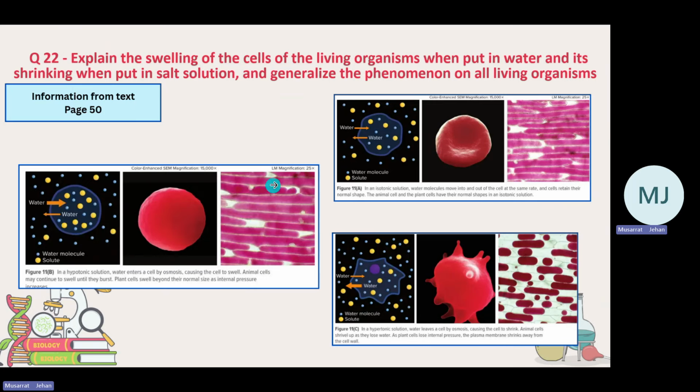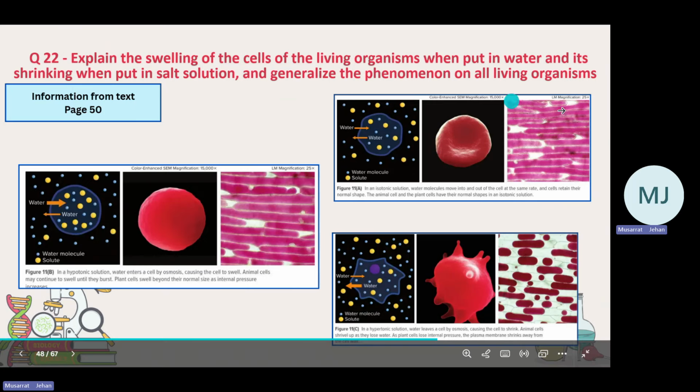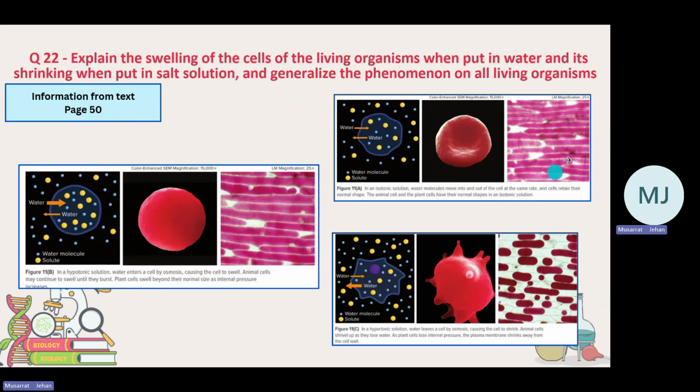So try to find, like in this, there's only one on the top. It's hypotonic. Here they've given you three. This one and this one are similar, or you can see the number of cells is more here and less here, shown in this figure. In an isotonic solution, water molecules move into and out of the cell at the same rate, and the cells retain their normal shape. The animal cell and the plant cell have their normal shapes in isotonic.